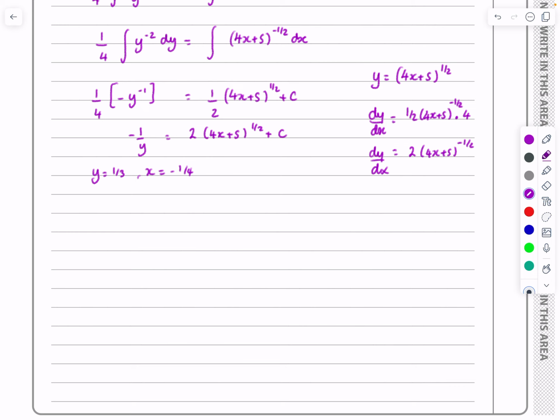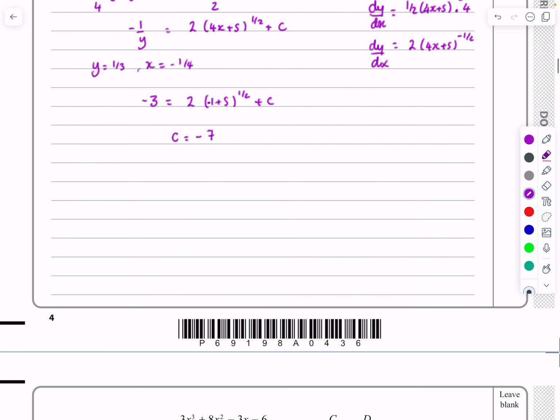Minus 1 over a third is going to give me minus 3 is equal to 2 lots of, putting minus a quarter in there is going to give me minus 1 plus 5 to the half plus c. Sorry, minus 1 plus 5 to the half. That's 4 to the half. Anyway, do it all on the calculator if you need to. C works out to be equal to minus 7. So finally, not quite finally, minus 1 over y is equal to 2 lots of 4x plus 5 to the half minus 7.